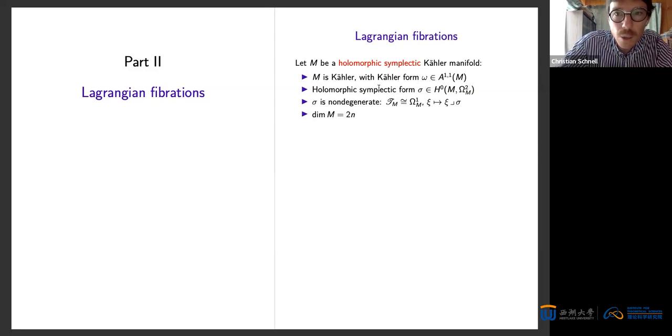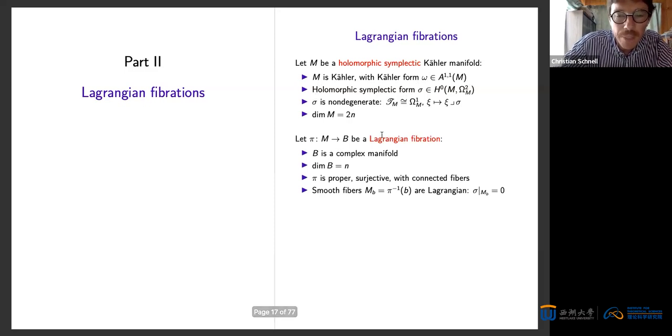Okay, in this case, there's no relation between the Kähler form and the symplectic form. They're completely independent of each other. And then a Lagrangian fibration, it's a holomorphic map to another complex manifold of half the dimension. So in this case, dimension n. And I ask it to be proper, so the fibers are compact, surjective, connected fibers, and I want the smooth fibers of this map, so the general fiber or the typical fiber, to be a Lagrangian submanifold, right? So the general fibers will have dimension n for dimension reasons, and Lagrangian means that the symplectic form restricted to the fiber is 0, right?